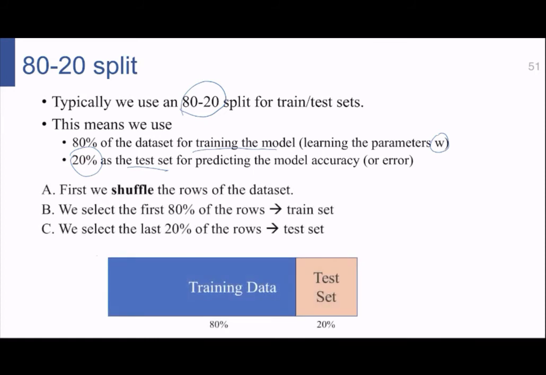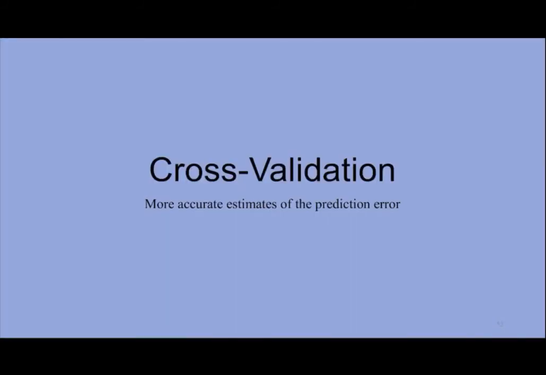How do we do it? If we have the whole dataset, we shuffle the rows. So we randomly shuffle them around. Then we take the first 80% of the rows as the training set, and the last 20% as the test set. So it's important to reshuffle everything in the beginning. There is also a concept called cross-validation, and this is a way of getting even more accurate estimates of the prediction error.